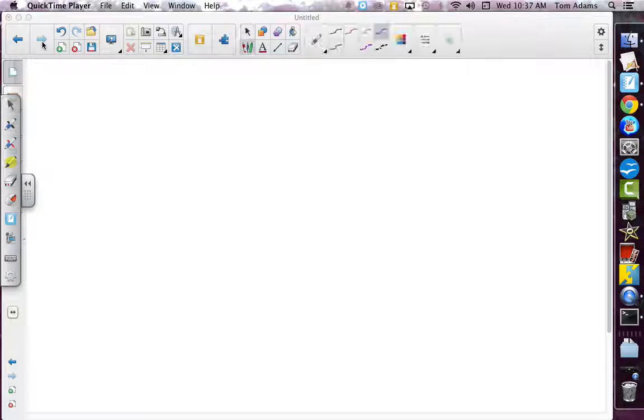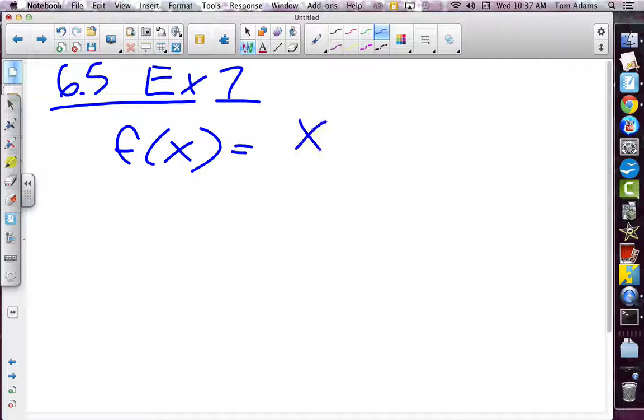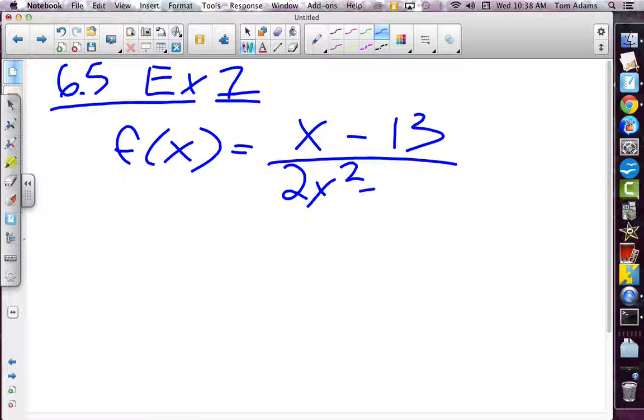All right, so for 6.5, we're going to learn a couple techniques that will help us to take derivatives and to do integration. So for example number 1, I have an expression: x minus 13 over 2x squared minus 7x plus 3. Now to take a derivative, I could use the quotient rule on that, and that would work out, and I can integrate that, but it's kind of messy because of that polynomial in the bottom.